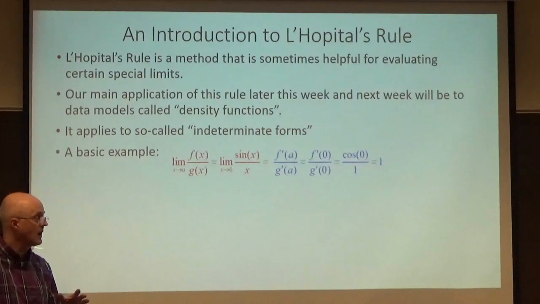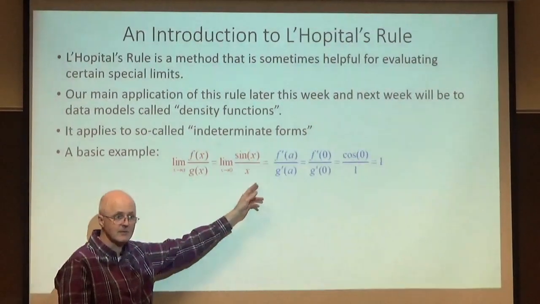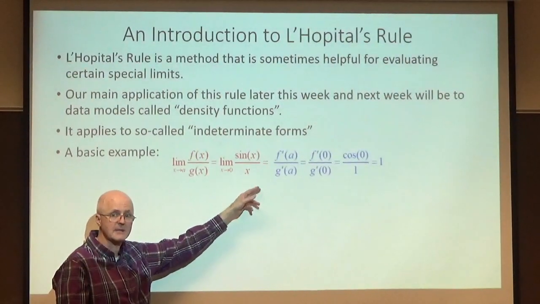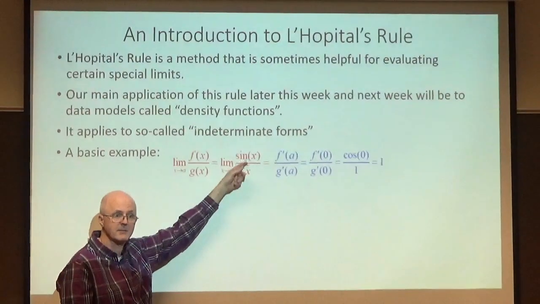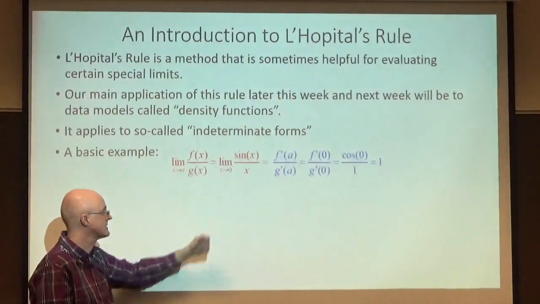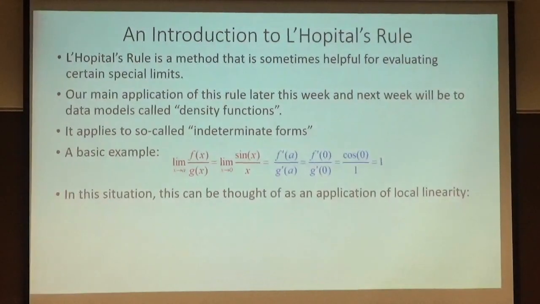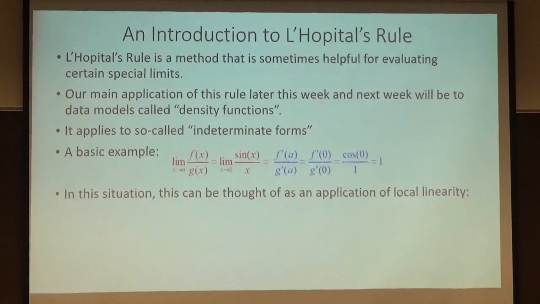This only works, though, in these special kind of situations. The 0 over 0 indeterminate form in this case. Both of these functions, the top and the bottom, go to 0 as x goes to 0. Why does it work? That's basically an application of local linearity.